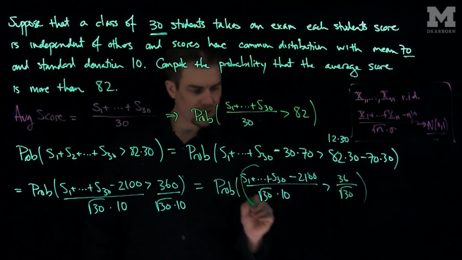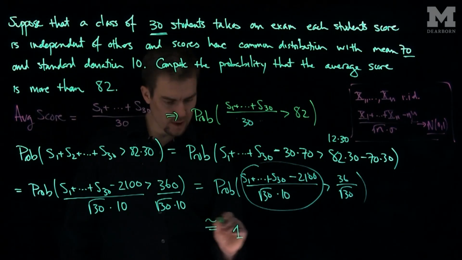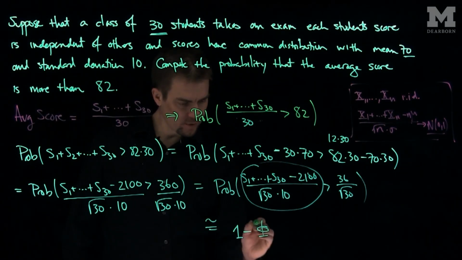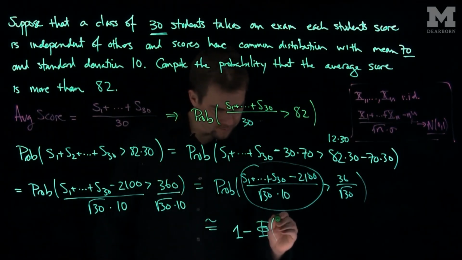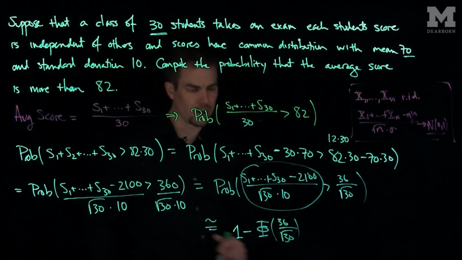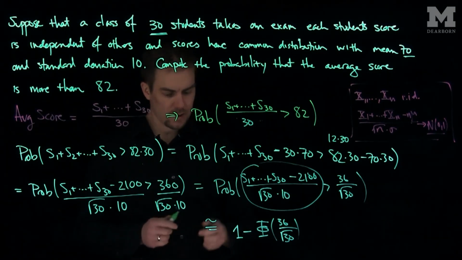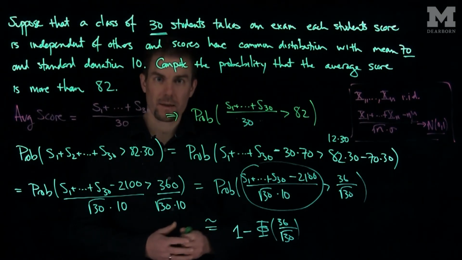Now this is approximately normal, so this is approximately 1 minus the cumulative distribution function of a normal 0-1 random variable at 36 over the square root of 30. This is a very, very small number, so it is very, very unlikely that this will happen. Thank you very much.